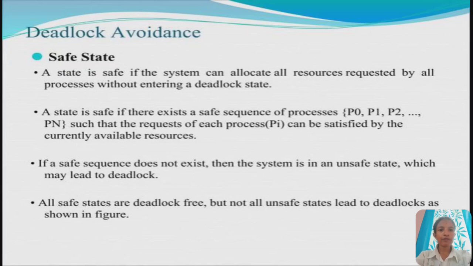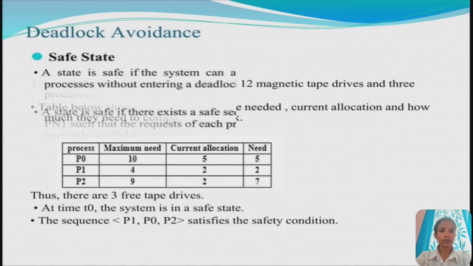Deadlock avoidance: safe state. A state is safe if the system can allocate all resources requested by all processes without entering a deadlock state. A state is safe if there exists a safe sequence of processes P0, P1, P2, ..., Pn such that the request of each process Pi can be satisfied by the currently available resources. If a safe sequence does not exist, then the system is in an unsafe state, which may lead to deadlock. All safe states are deadlock free, but not all unsafe states lead to deadlocks, as shown in the figure.